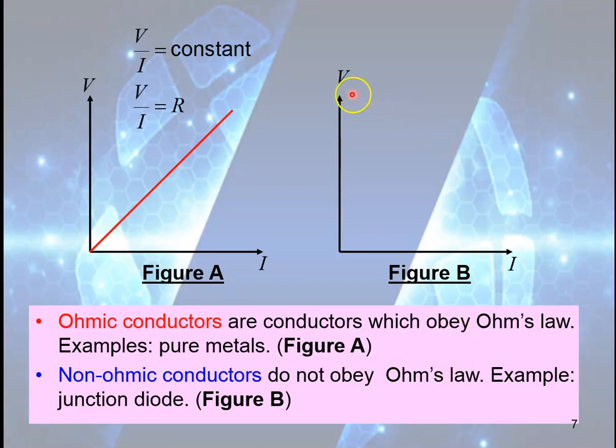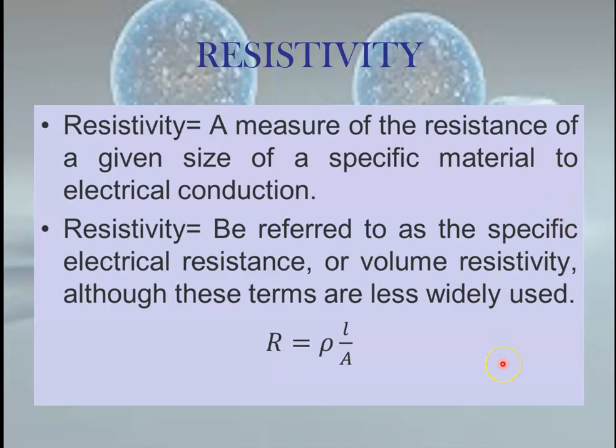It's that when the value of V is increasing, the value of I is decreasing. So it is supposed to be different from Ohm's law itself. The next term that you need to know is resistivity.